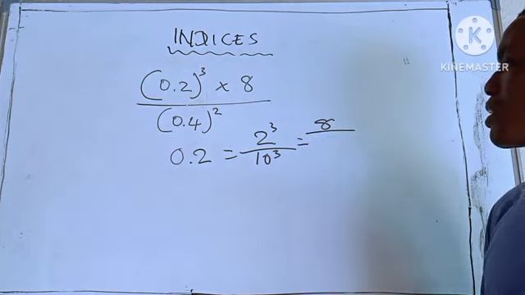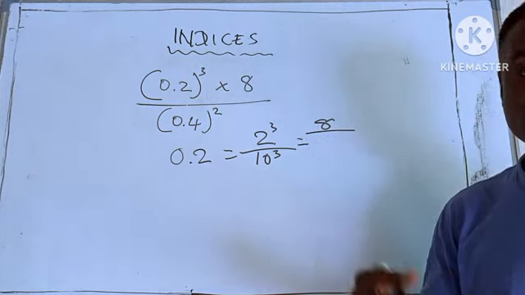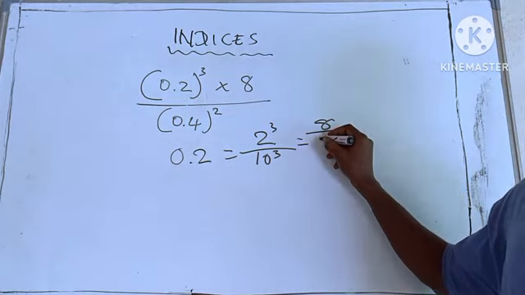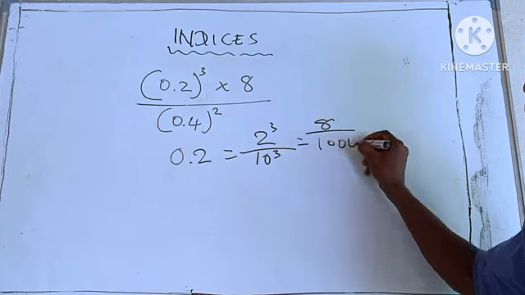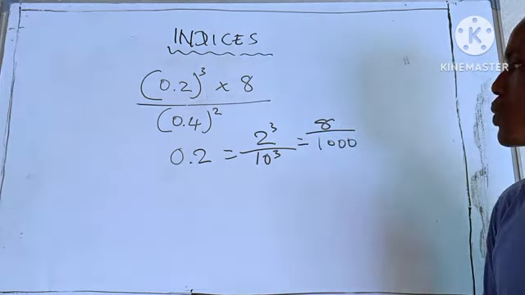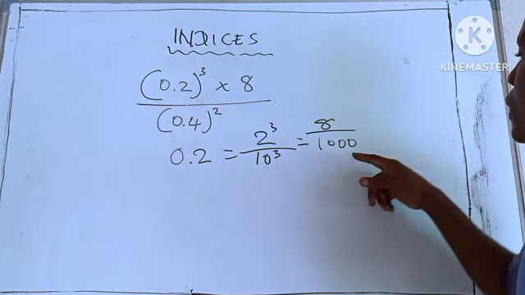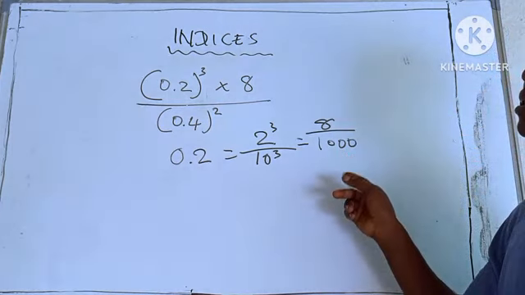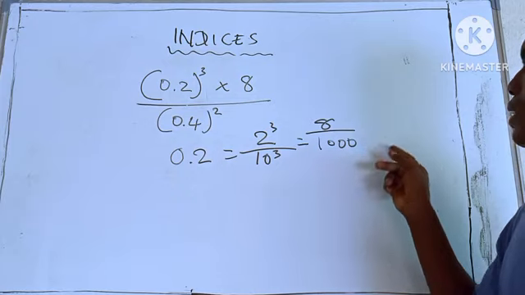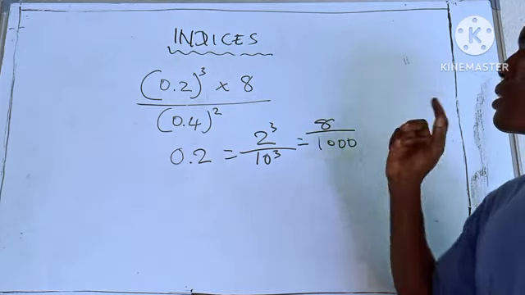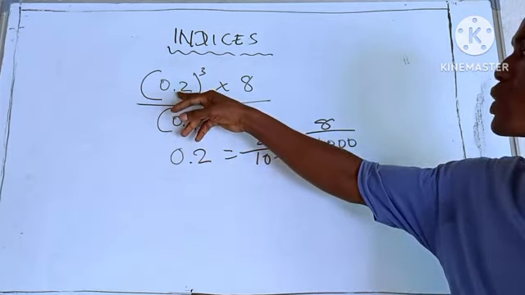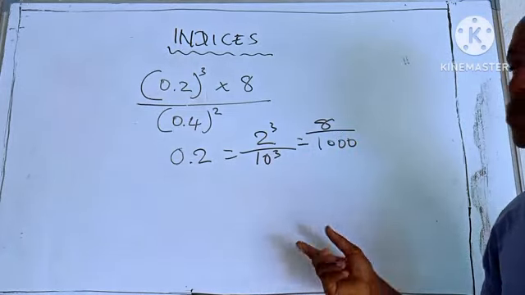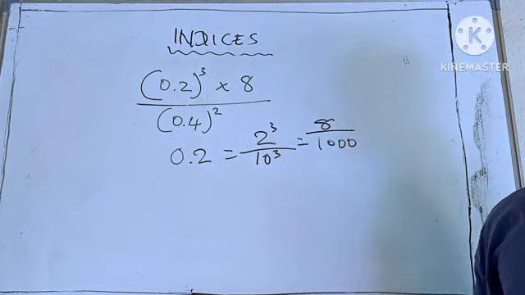Then 10 raised to power 3 means what? 10 times 10 times 10, 3 times, right? So 10 times 10 times 10 will give us what? 1000. So if you press your calculator, 8 divided by 1000 will give us 0.008. Are you getting it? The same way, if you press your calculator, 0.2 times 0.2 times 0.2, it will still give you that particular answer.